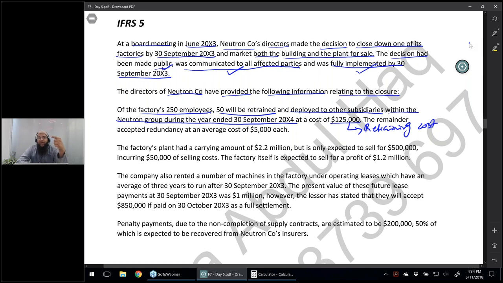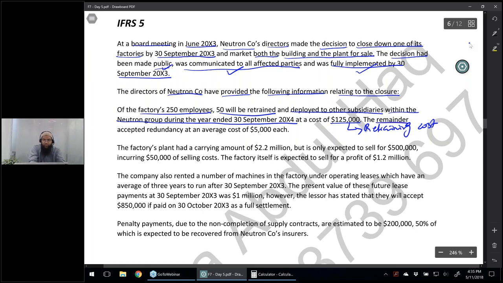We may cancel some contracts for which we are going to record a provision. We may make some of the employees redundant, for which we are going to make a provision. We may retrain some of the employees and we may relocate some of the employees. But retraining and relocation costs are not created as a provision. Only contract termination and redundancy are made as a provision.